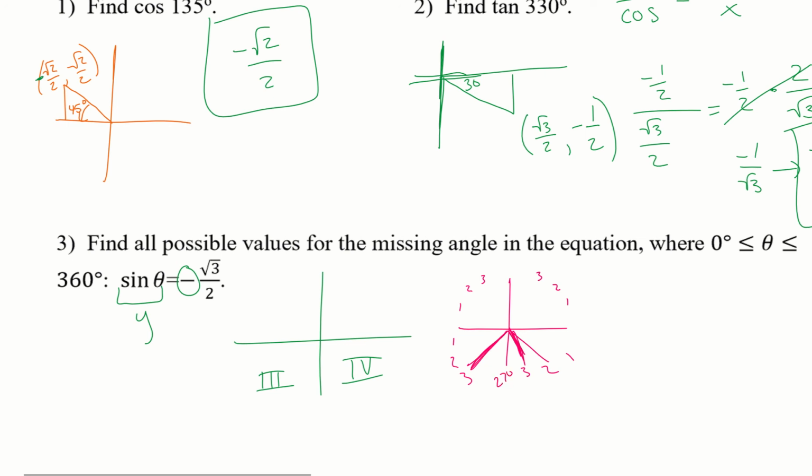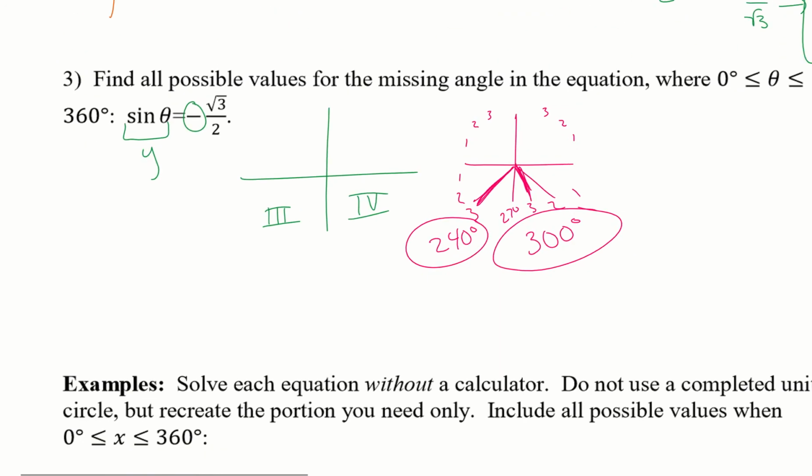So that's going to be 270. I know it's 30 degrees, so therefore I'm going to take 270 and subtract 30, which will give me 240 degrees over here. And then if I take 270 and add 30, that will give me 300 degrees over here. So to get the sine of theta, there's 2 different options in order for me to get negative square root of 3 over 2.